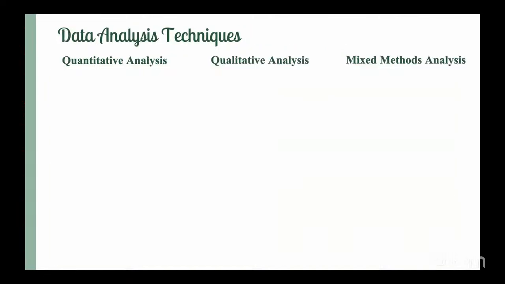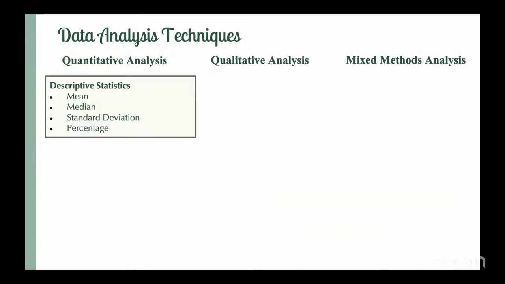Now we come to data analysis. We are already done with administering. Now data analysis, quantitative. Here you have descriptive statistics. Here you have the mean, median, standard deviation, percentage. So as I said, these are all numbers. So this will help you to see whether whatever sample you have taken is in the normal probability curve.